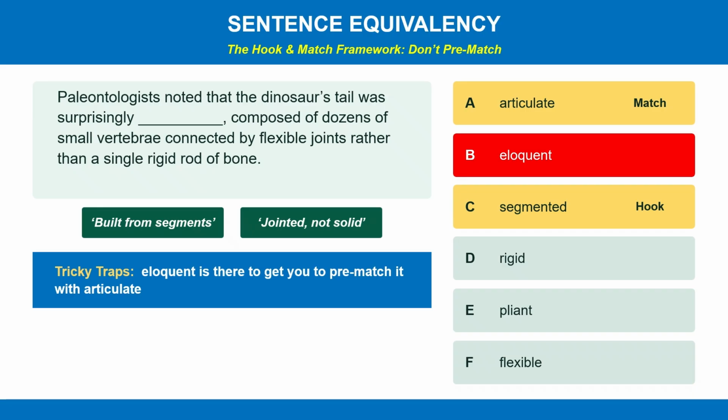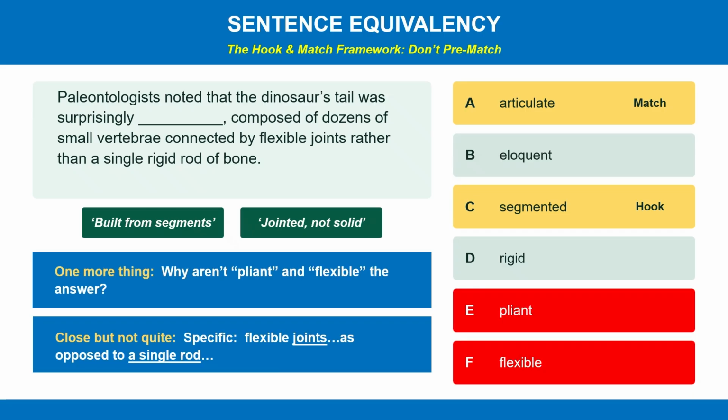Why is eloquent even in there? It's there to fool people who want to pre-match words, because people will match articulate and eloquent and decide, nope, that doesn't go into the sentence, and they'll completely forget that articulate has a secondary meaning. So after they get you to cross off articulate, the game's over. They've won because they've left you with 2 answer choices that look like they could work, pliant and flexible, but they only kind of work.